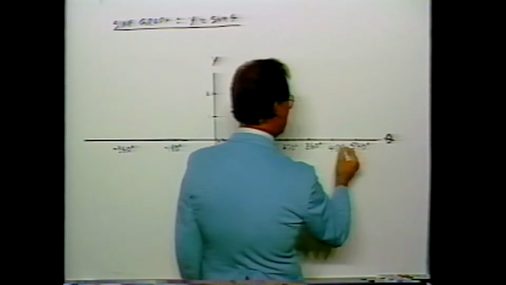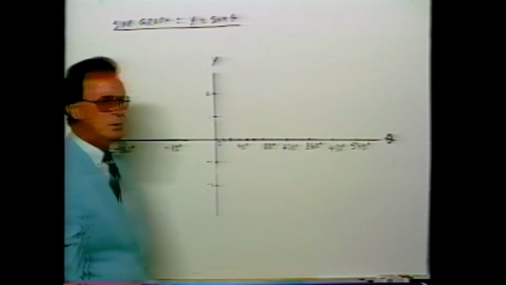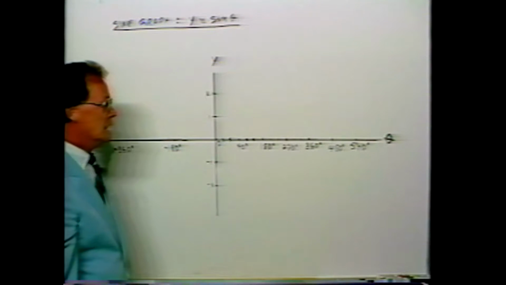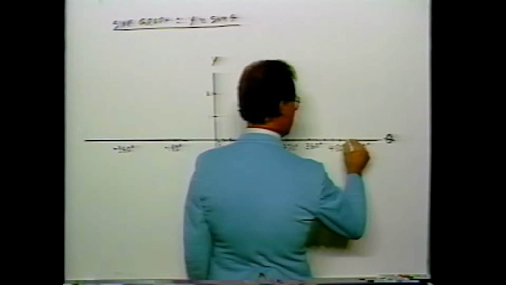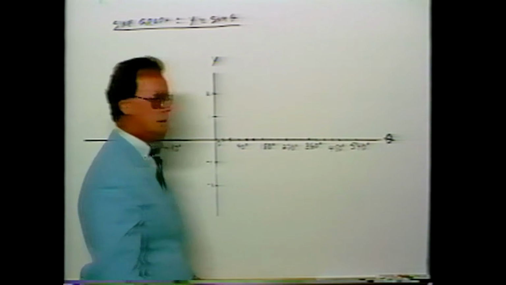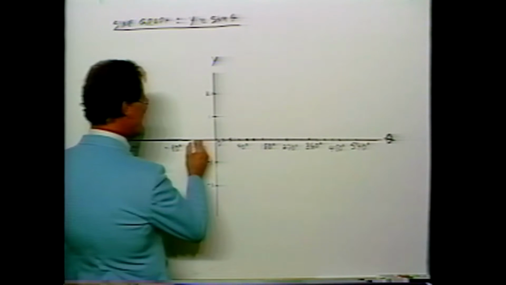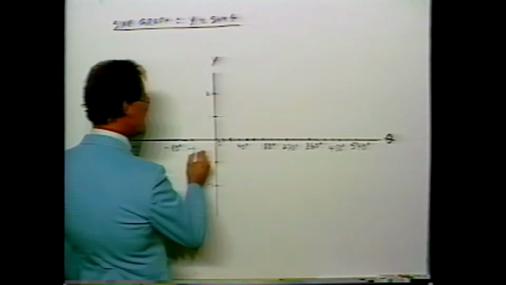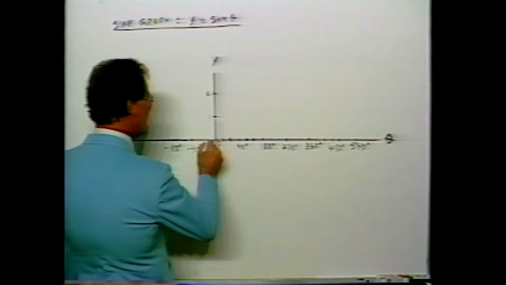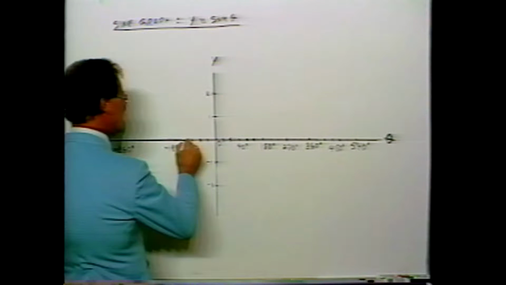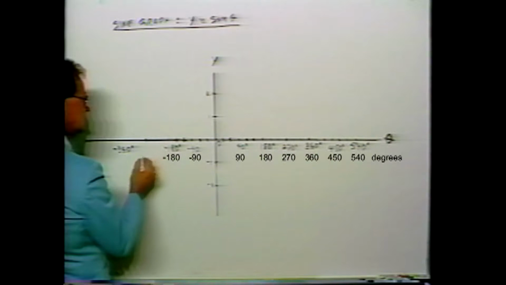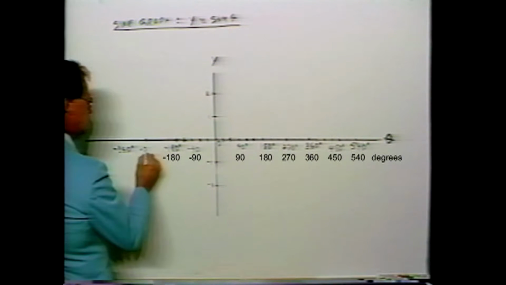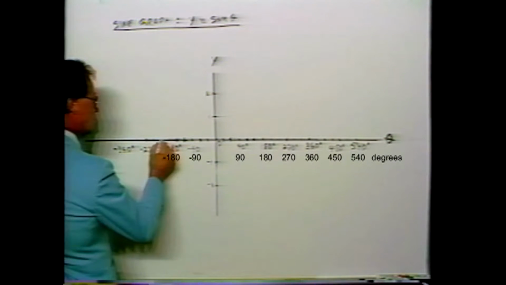I don't want to put all the numbers for each of those marks because it simply clutters up the graph, and the details of what we want to investigate would be lost. We have the same situation over towards the left. This is minus 90, and we can divide that into thirds. That'd be minus 30, minus 60, minus 90, and so on. This middle mark between minus 360 and minus 180 would be minus 270, and so on.